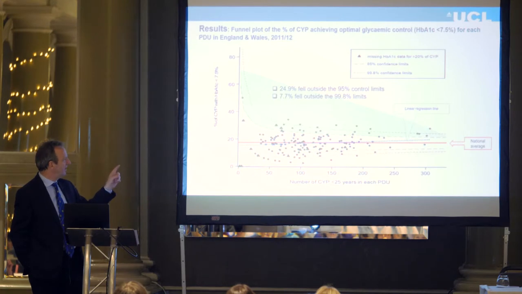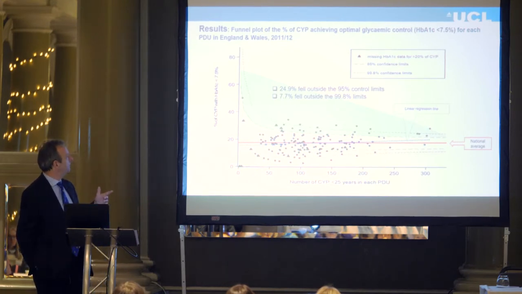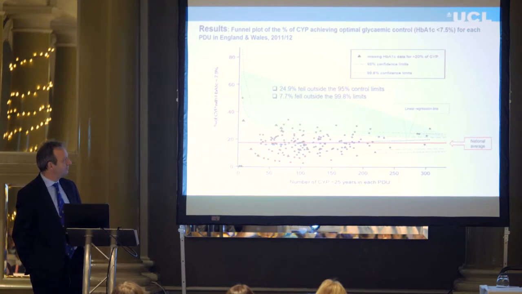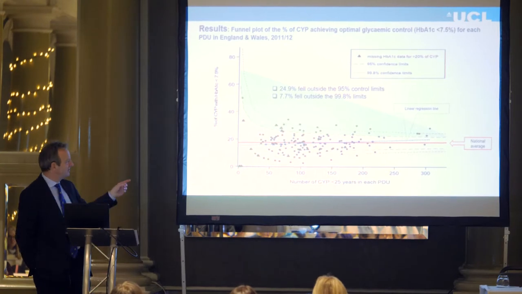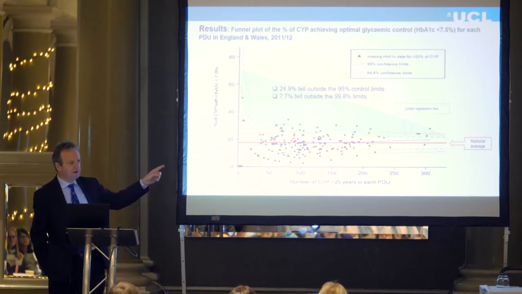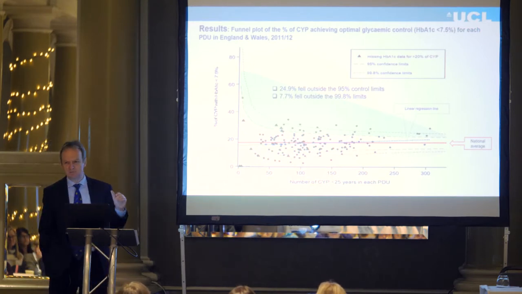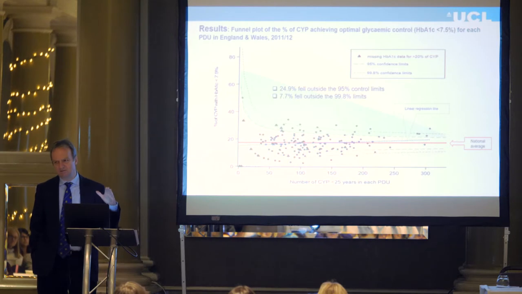So the red line is the national average. It's around 9% in old units. The blue line is the regression line. Each dot is a clinic, and this is called a funnel plot. And you can see that as the number of children in the clinic goes from a handful to 50, up to the biggest clinics at 300, on average, the percentage of children with an HbA1c less than 7.5% gets better. But it's a very shallow gradient. It's not huge.